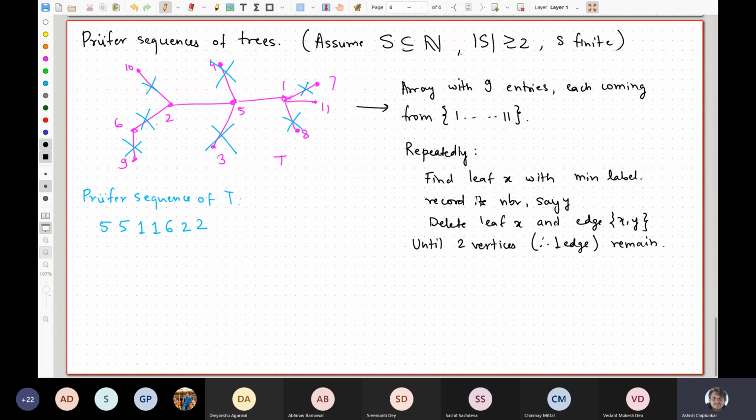Then what next? Now we will delete 2 and record 5. Record 5, delete 2. Next, delete 5 and record 1. Record 1 and delete 5, and that's it, because now you just have 2 vertices, 1 and 11.